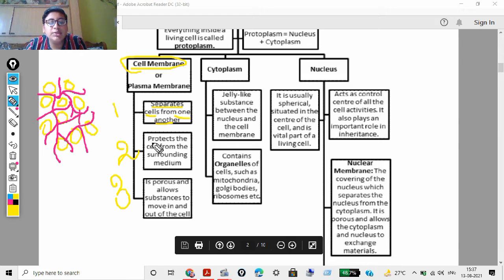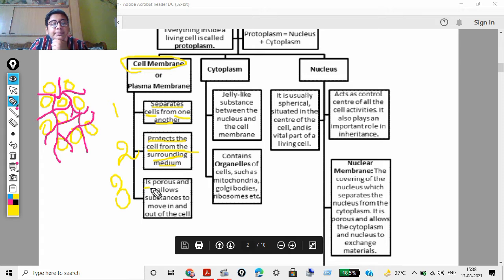Now the second point of the cell membrane description is that it protects the cell from the surrounding medium. Surrounding medium means the cell membrane also protects the cell from it. Means there is a cell and from here a danger is coming, so the cell membrane will protect it and pull it out. Okay, this point is not very tough.